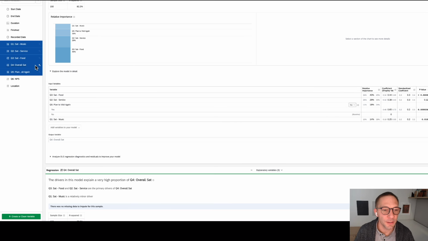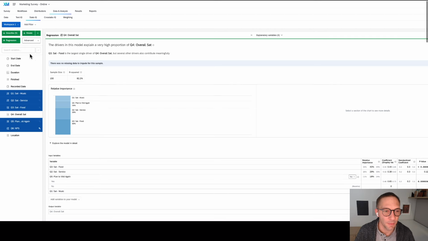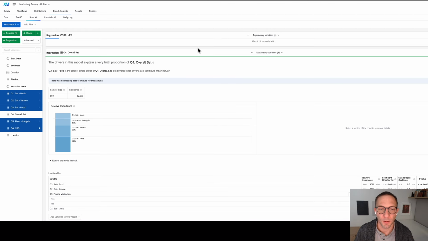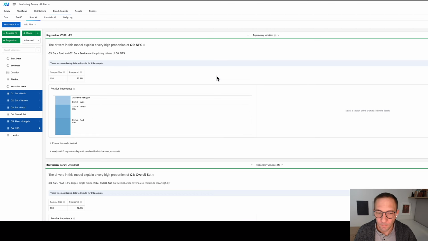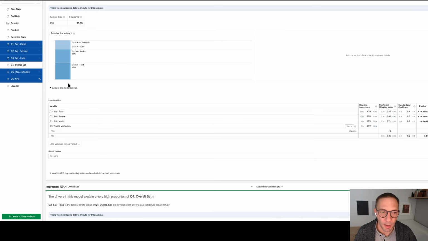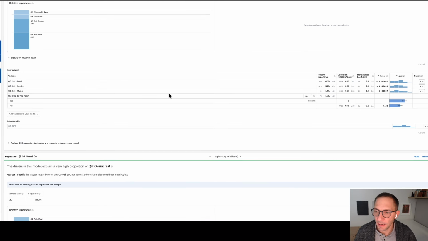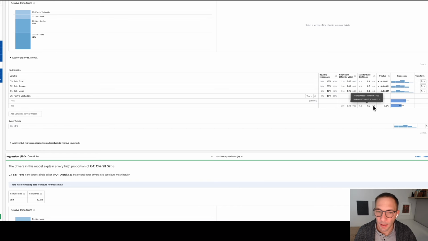So let's try another one just for kicks. I'm going to have NPS as my output. I'll still have everything else there, but just swap my outputs. So my output is NPS. I'm going to run that, explore the model, and here, plan to visit, that this is lower. It explains 11% of NPS, right? The p-value is not even significant.